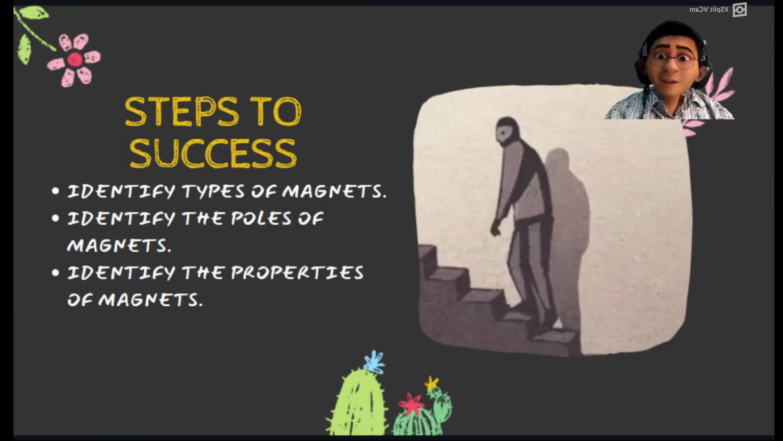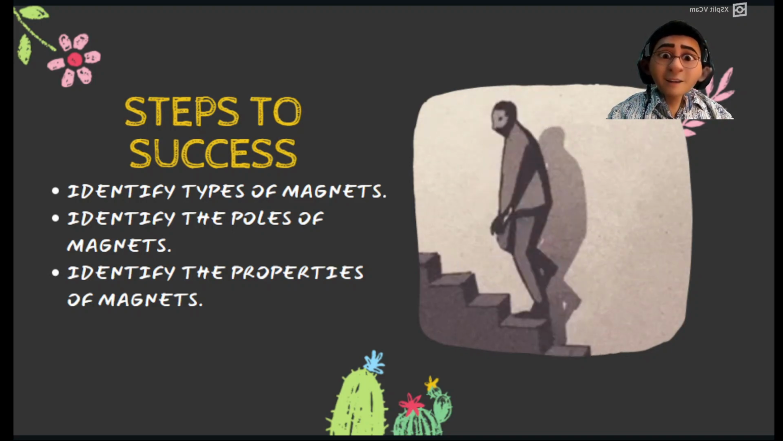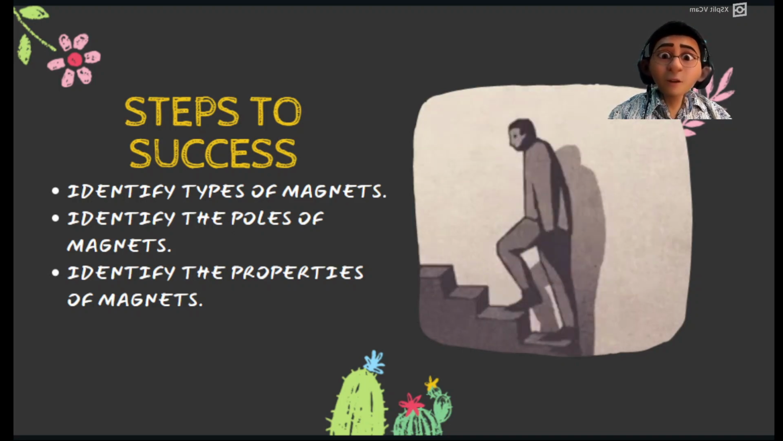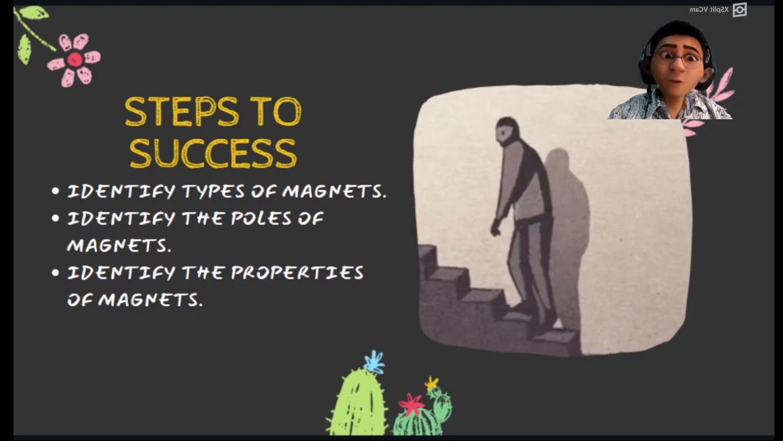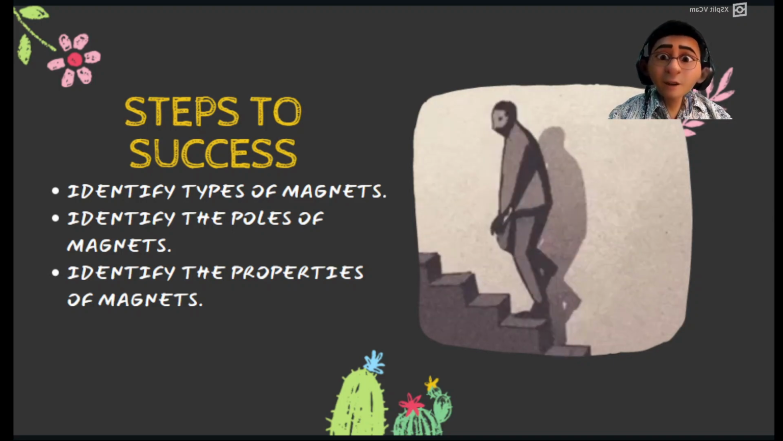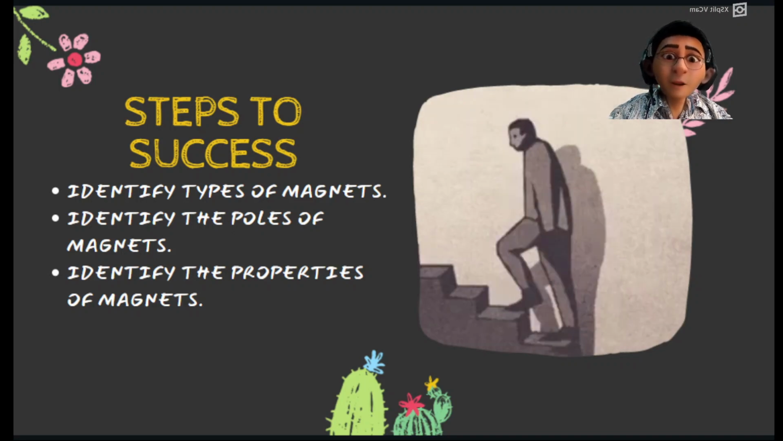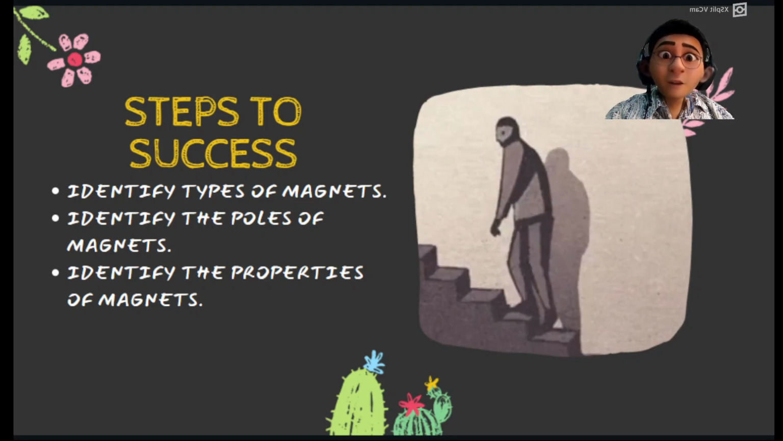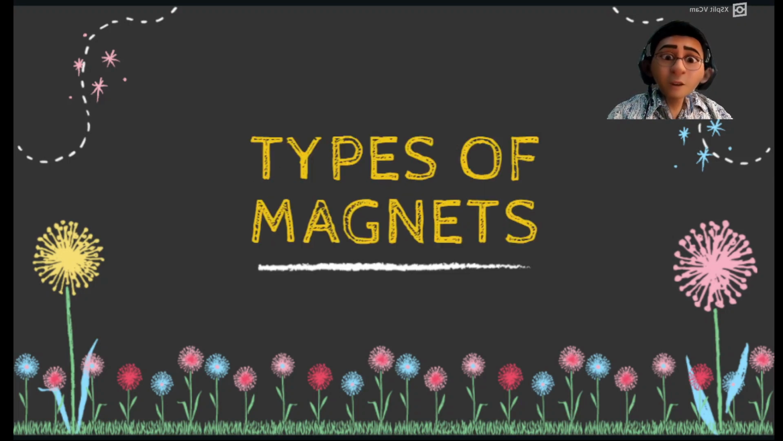So the steps are, first we need to identify types of magnets that you need to learn in Year 5, and then we shall identify the poles of magnets. We shall learn how to identify poles of the magnets, and thirdly, identify the properties of magnets, what magnets can do. Are you ready? Now the topic is magnets.